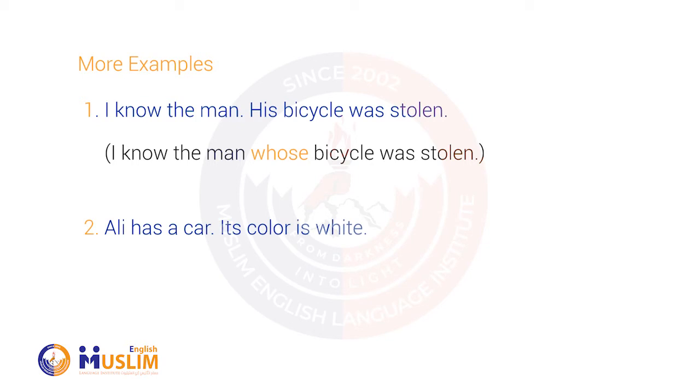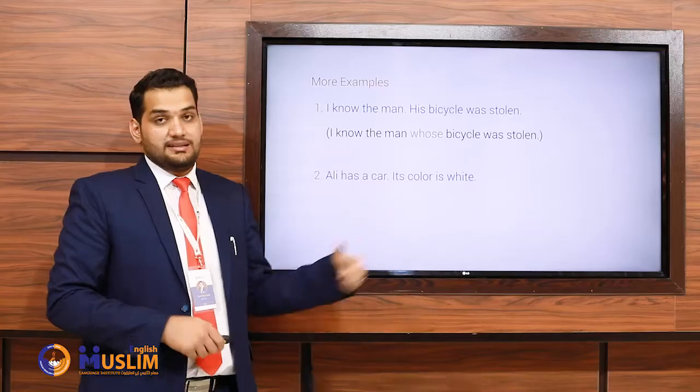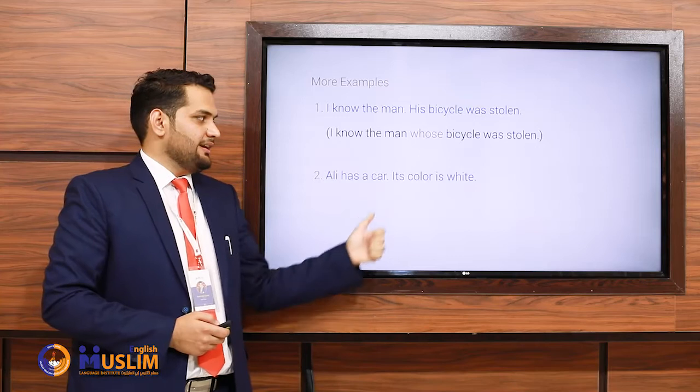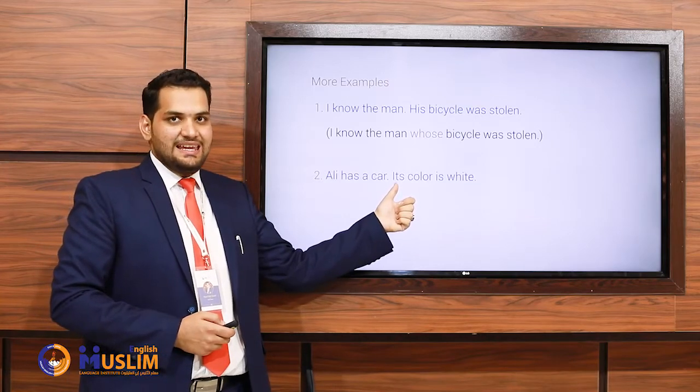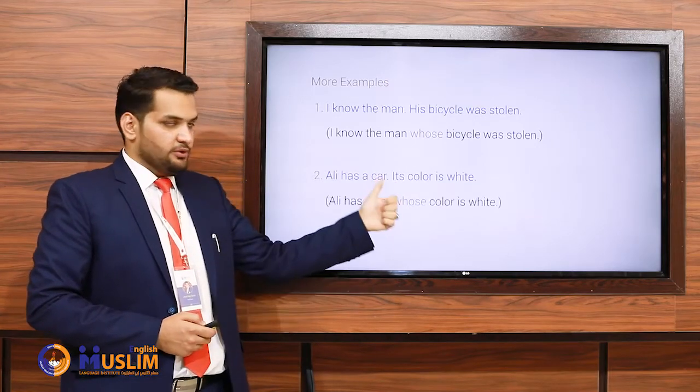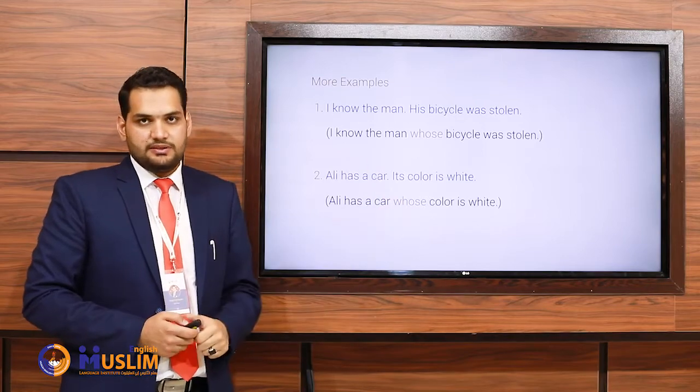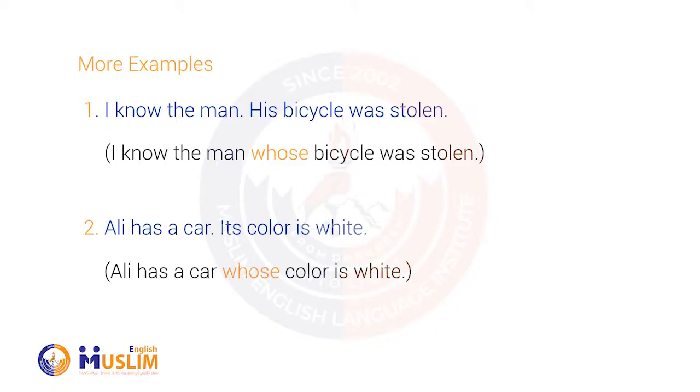Number two, Ali has a car. Its color is white. In this sentence, the possessive adjective is its. Remove it and use whose instead of it. Ali has a car whose color is white.